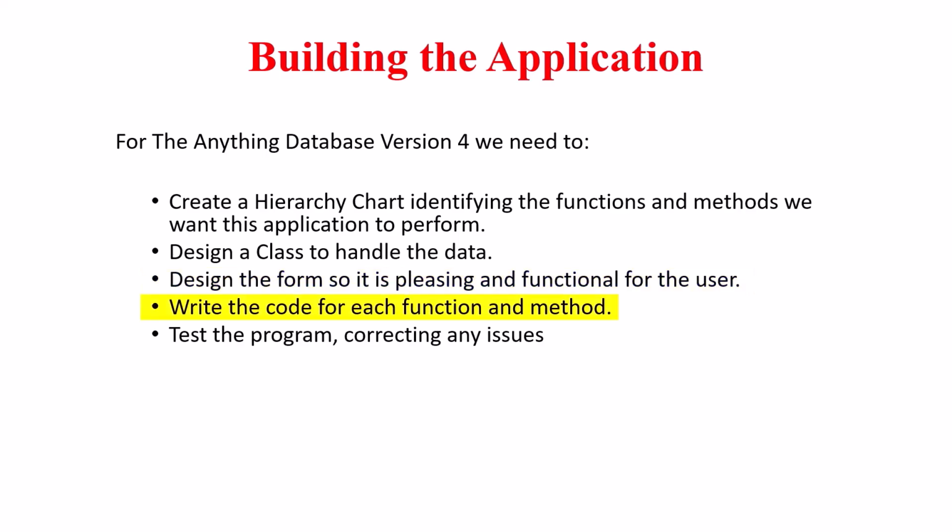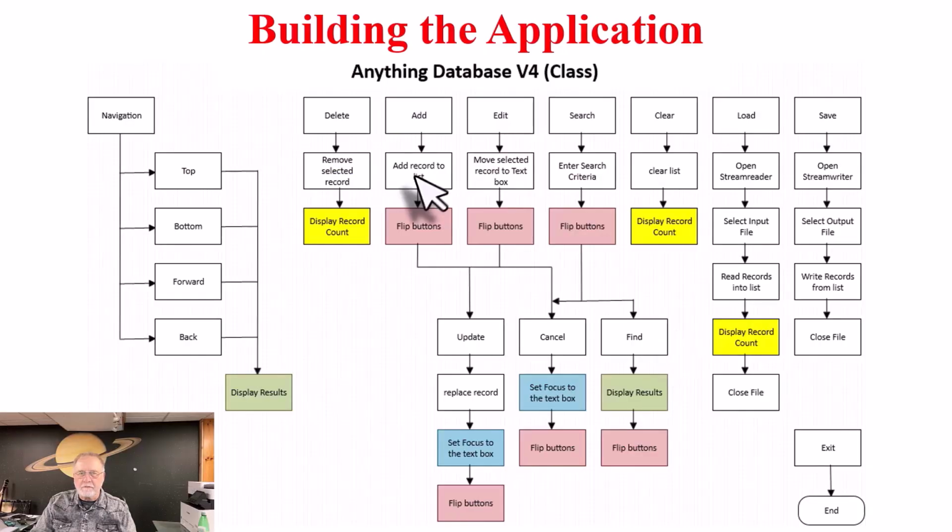We're going to write code for each function and method, and we're going to test the program and correct any issues we might have. There's always some issues, but the more upfront work we do, the less time we spend testing and correcting any issues in the program. This is what our application looks like, the Anything Database version 4, the class version.